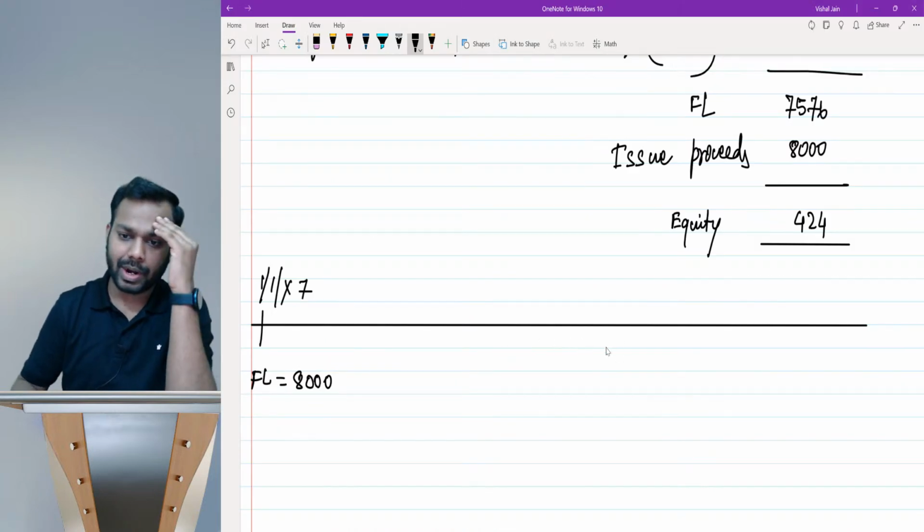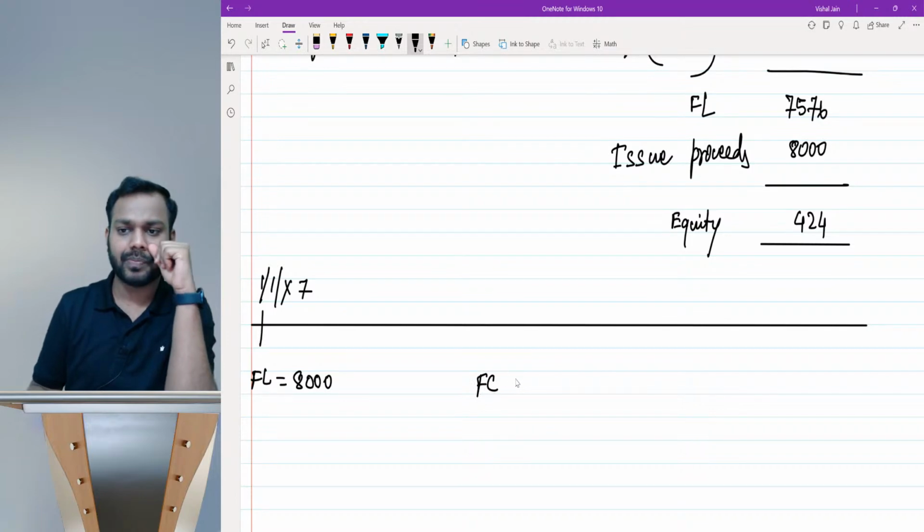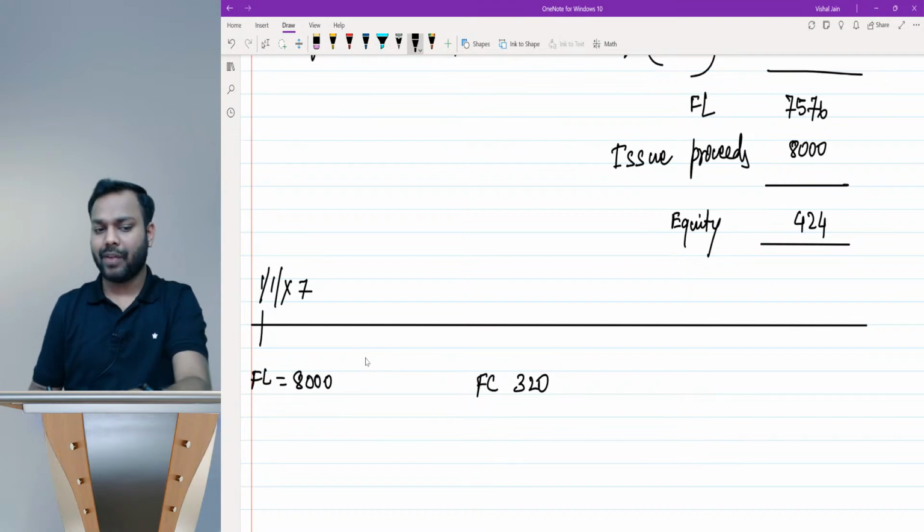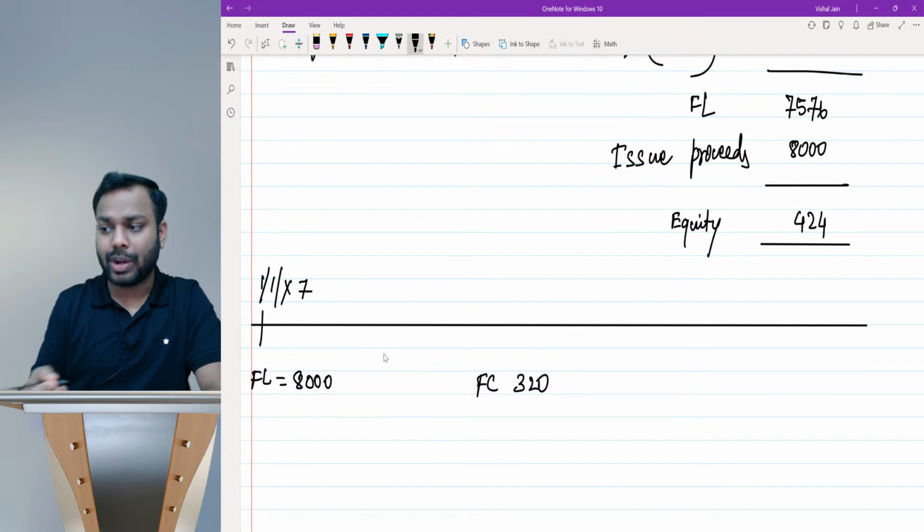Now they have recorded during the year a finance cost of how much? 320 they have recorded as finance cost, right? So this is what they have done. But now tell me what should have been done.